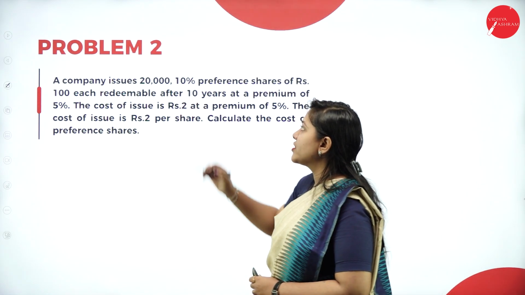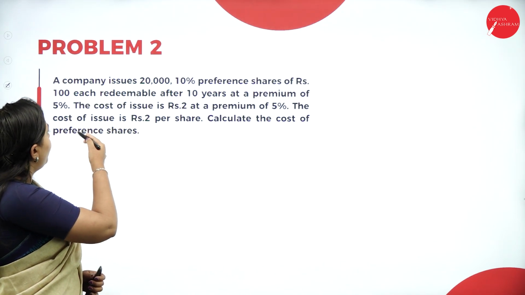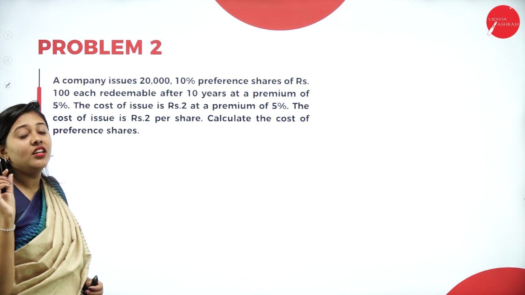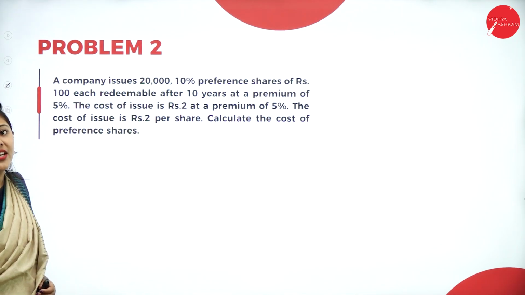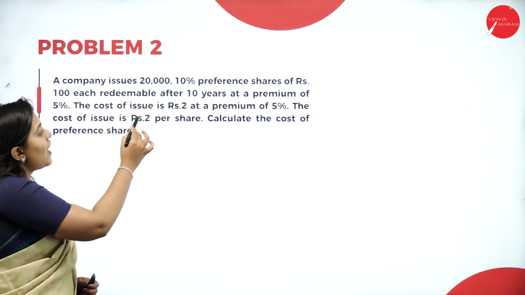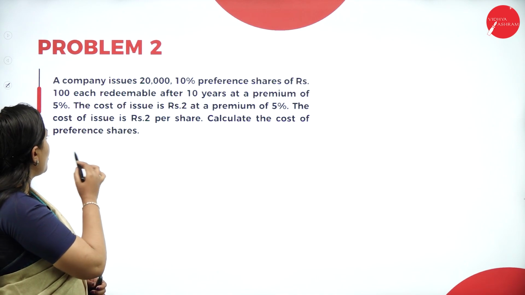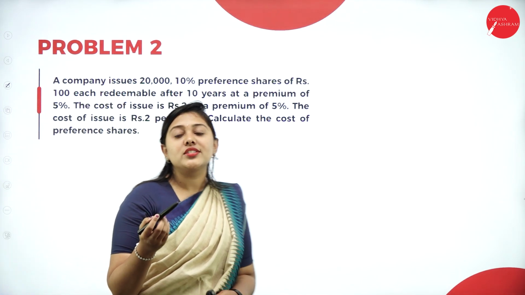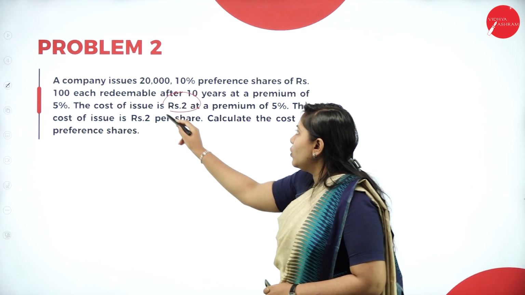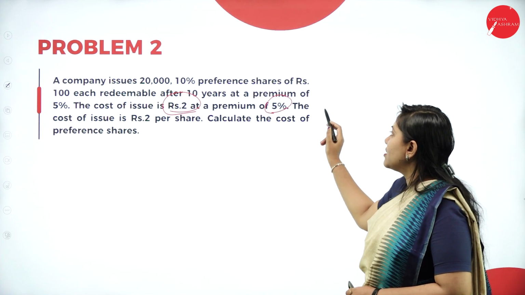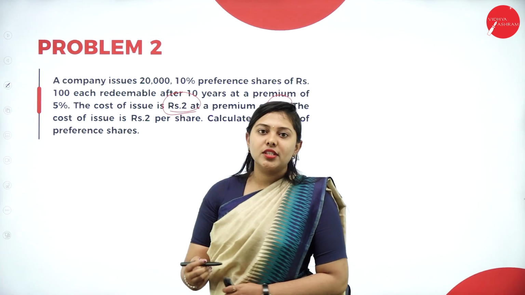Moving forward, so let us look at the problem number 2. A company issues 20,000 10% preference shares of rupees 100 each. So what is the face value? That is your issuing amount, 100 rupees. What is the 10%? Dividend, and redeemable after 10 years. So it is a redeemable problem after 10 years at a premium of 5%. The transaction cost will be how much? The cost of issue will be 2 rupees per share. Calculate the cost of preference shares. So this is the question given.